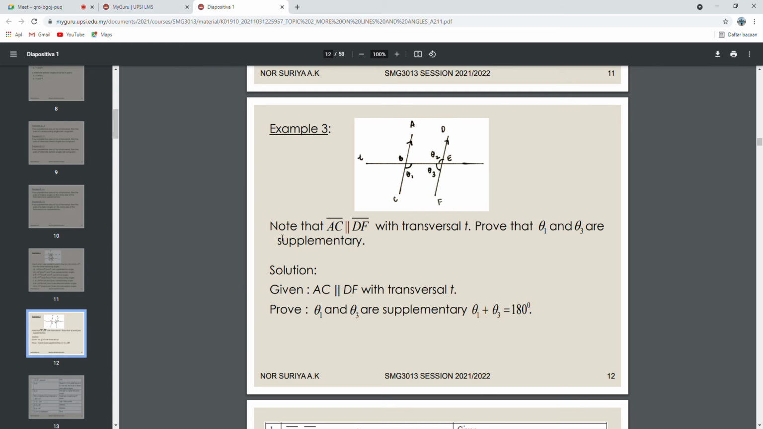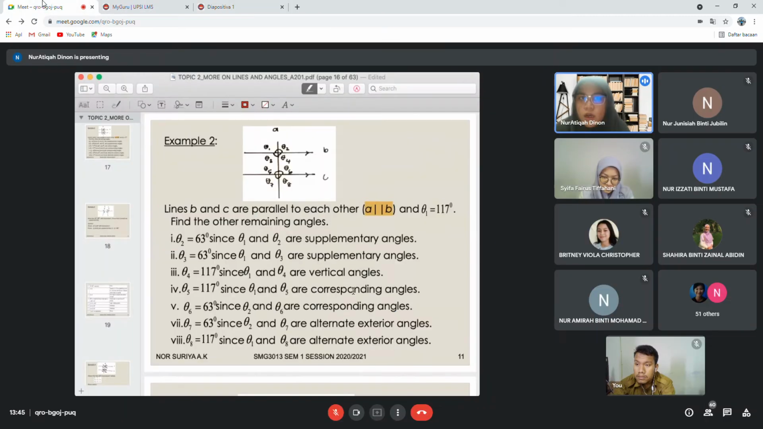So you remember when we talk about corresponding angles, the two angles are congruent kan. When congruent, the measure are the same. So that's why 117 degrees. For theta 6 here, we got 63 degrees because theta 2 and theta 6 are corresponding angles also. So it's congruent and same in measure.